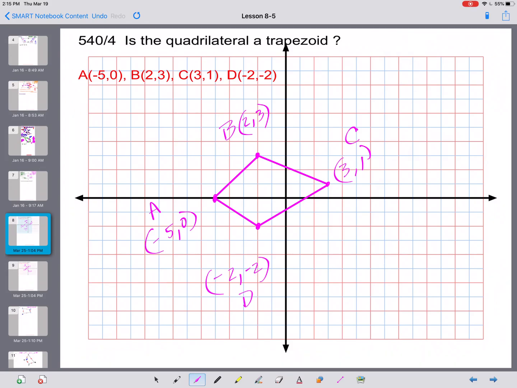Hello, this is going over homework. Geometry homework, page 540, lesson 8.5. Our first two problems, the question is: is it a trapezoid?